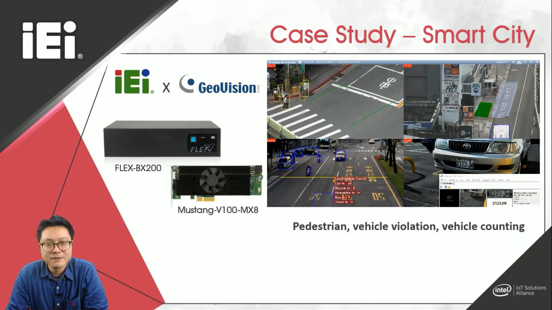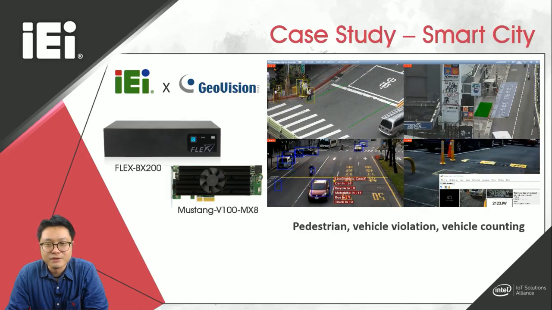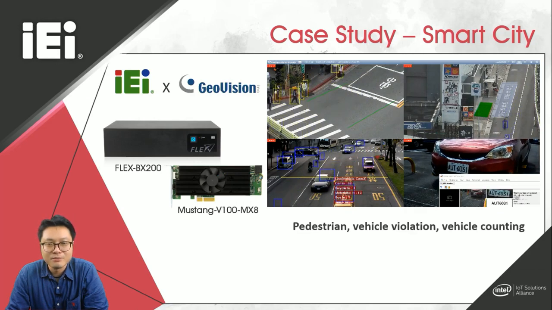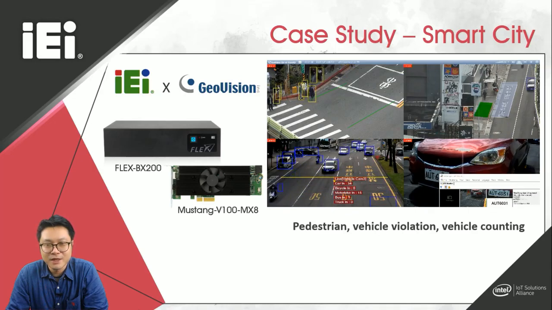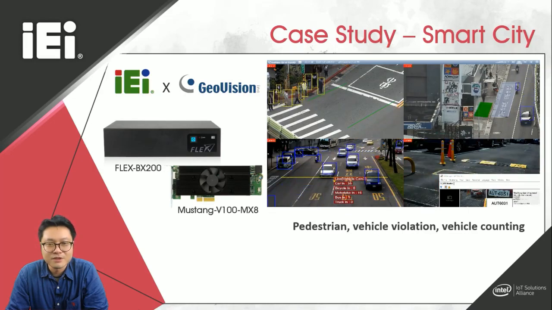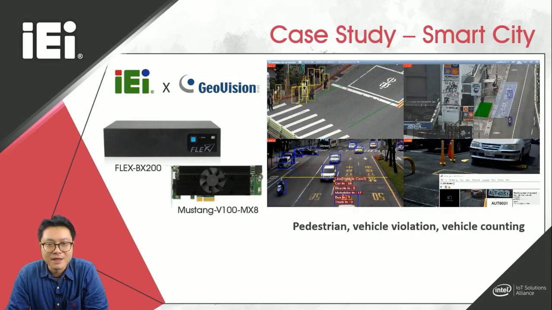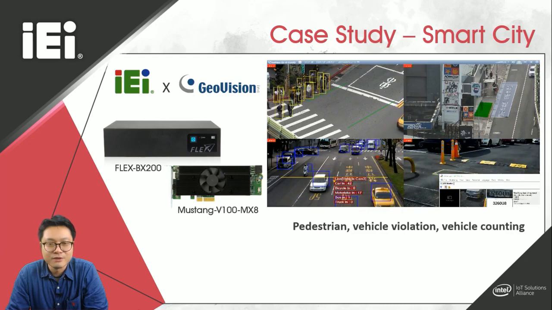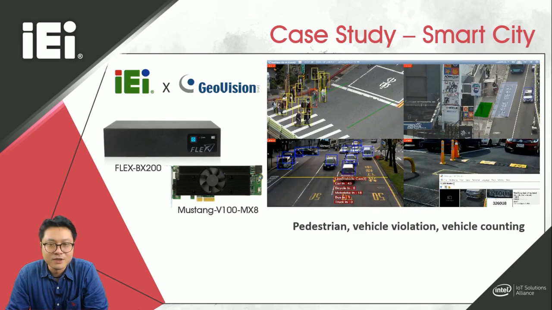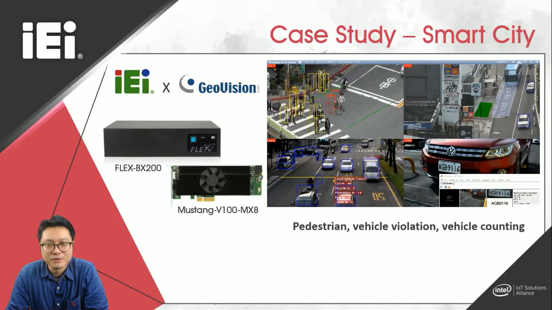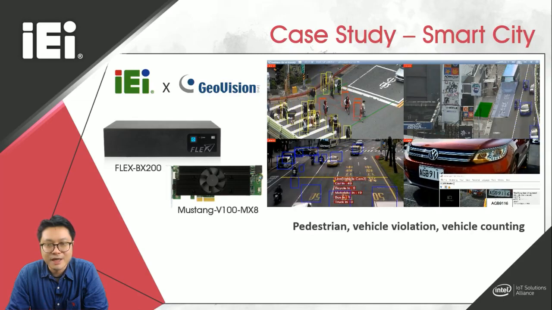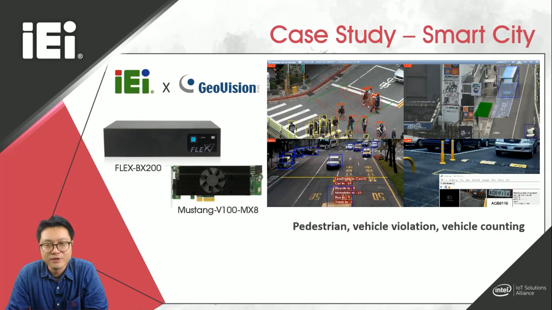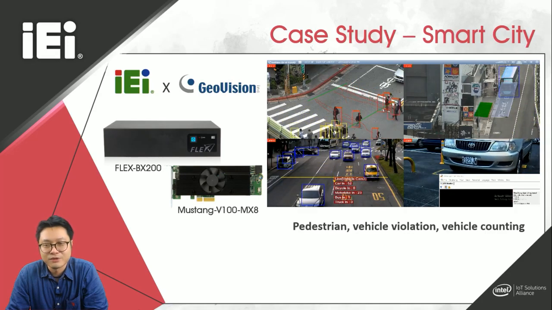In this smart city case, the application uses GeoVision's object detection topology combined with the IEI Mustang V100 Movidius VPU accelerator card to achieve different smart city tasks. The left top corner channel is doing pedestrian crosswalk violation detection. The right top corner channel is doing bus stop restriction area parking violation detection. And the left bottom channel is doing vehicle counting for traffic condition monitoring.